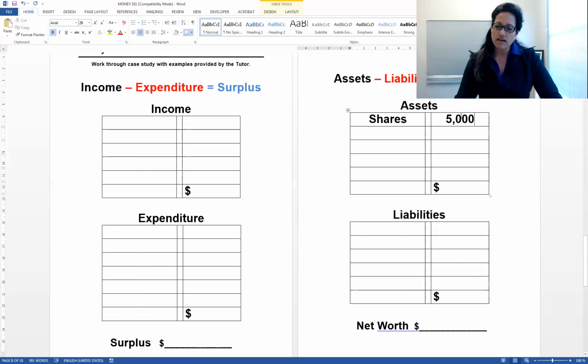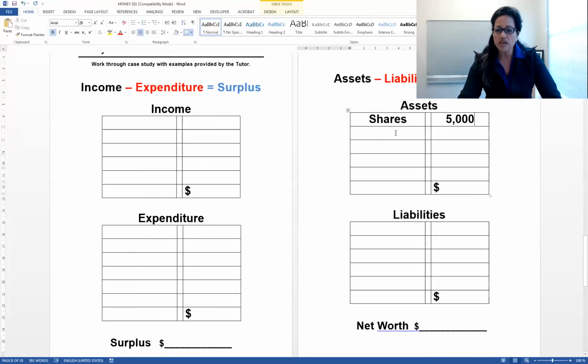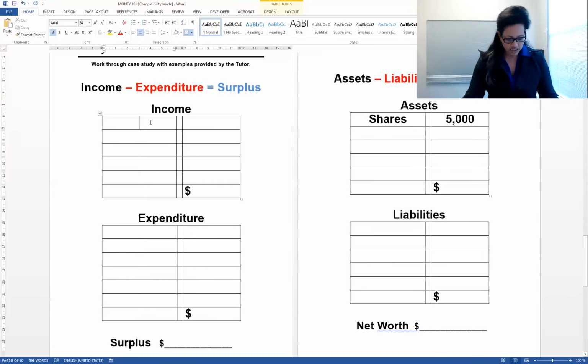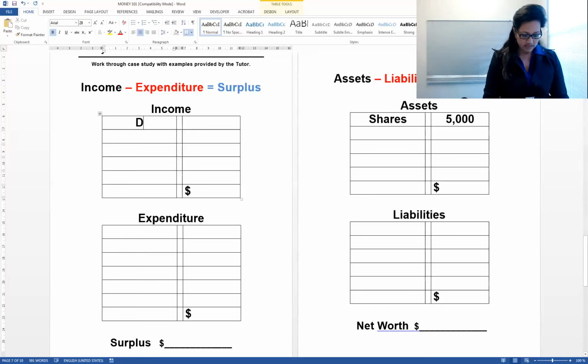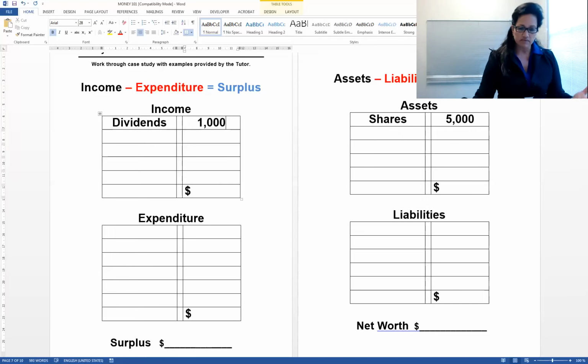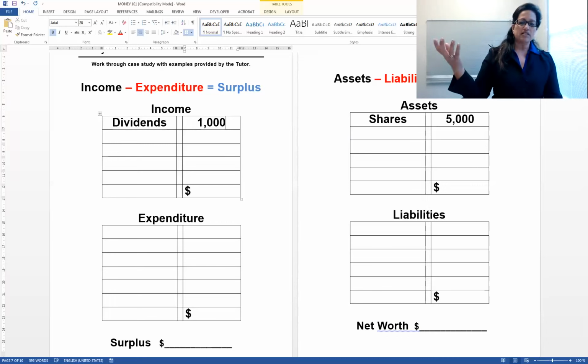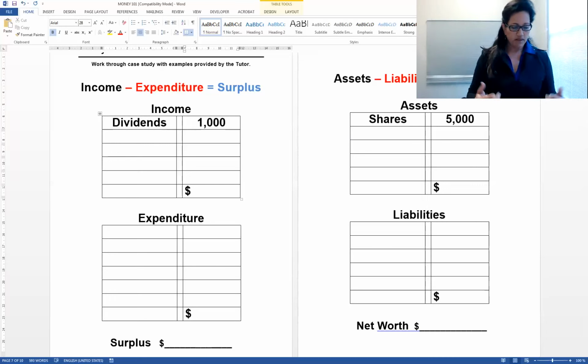Also, she recognises that with those shares, she's managed to receive some dividends, some earnings from those shares. And last year, she was quite lucky. She received $1,000 worth of dividends. So we put dividends, because that's an income, as you know, $1,000. So at the moment, we're recording Hariata as having $5,000 worth of assets and $1,000 worth of income.